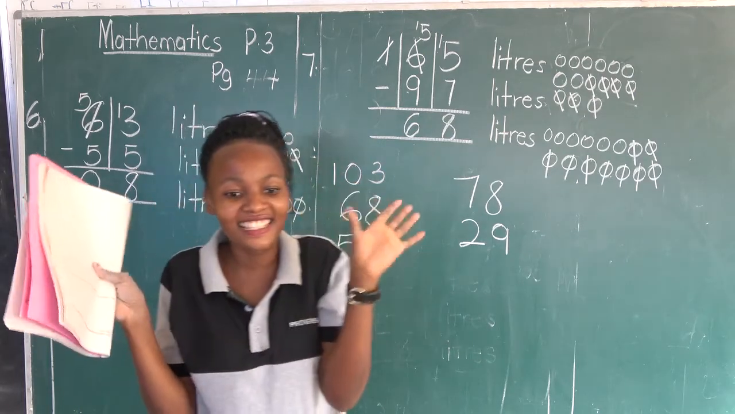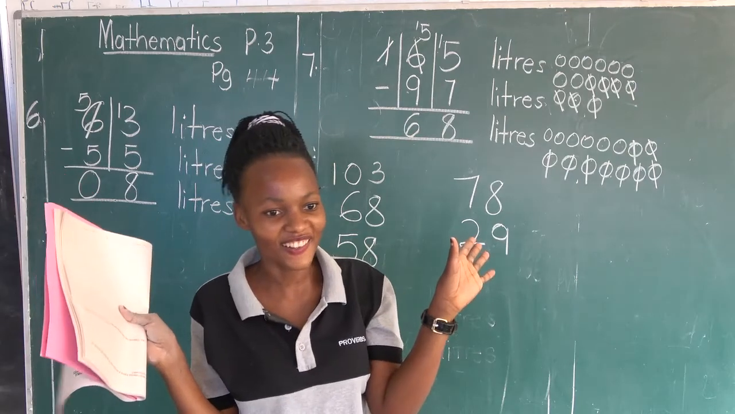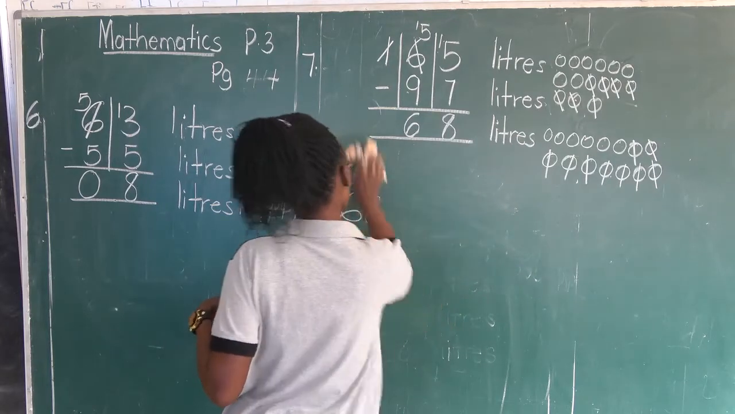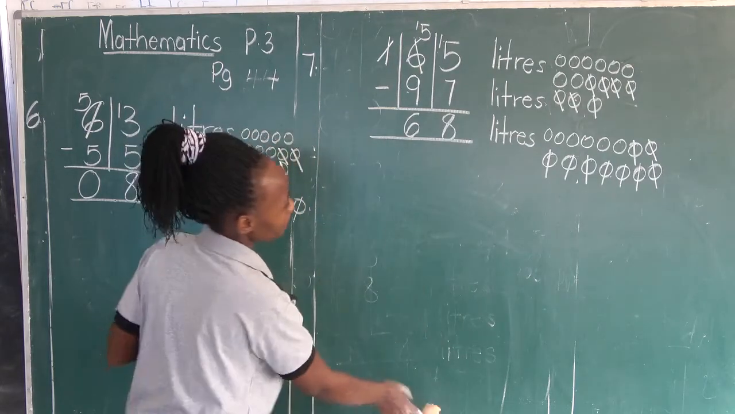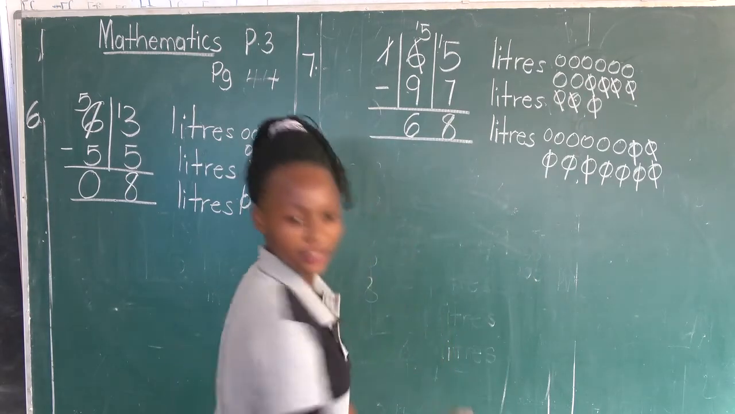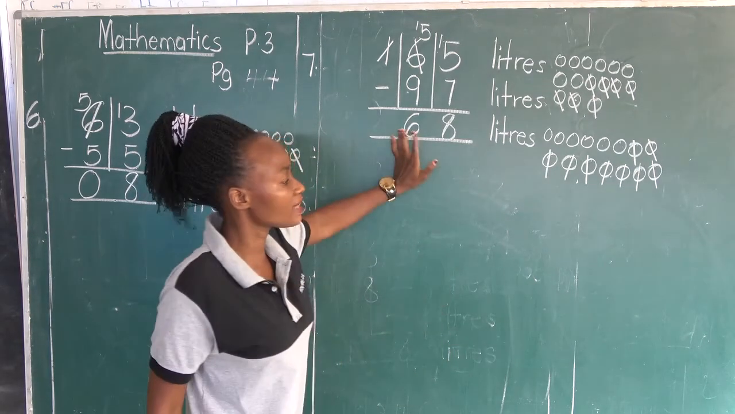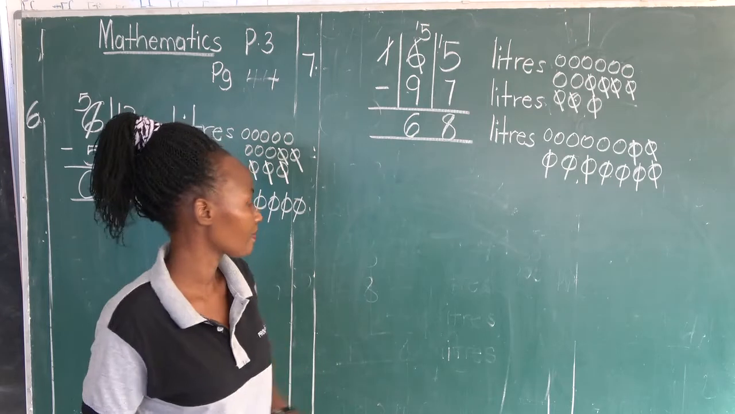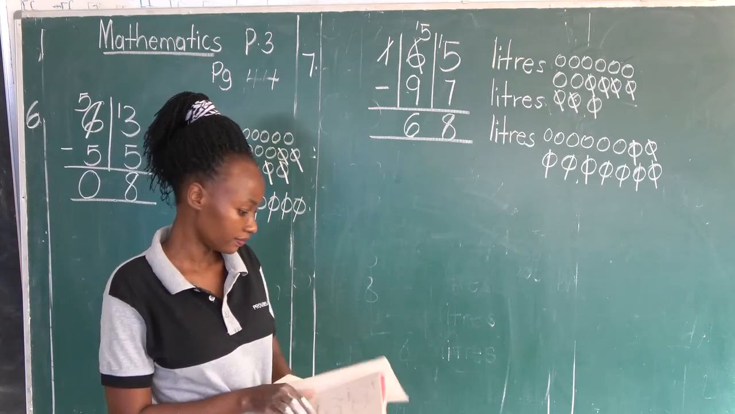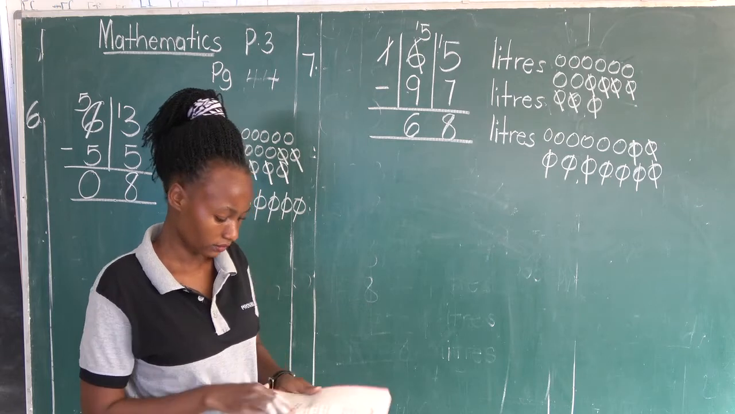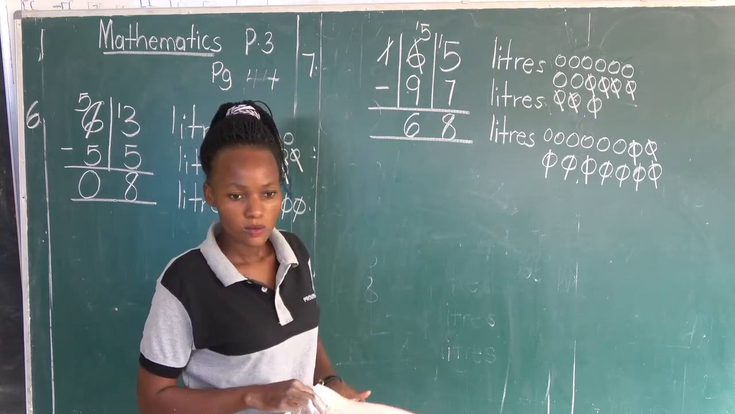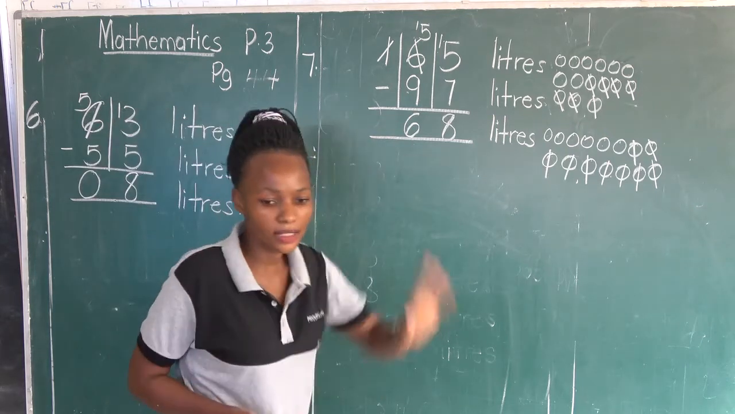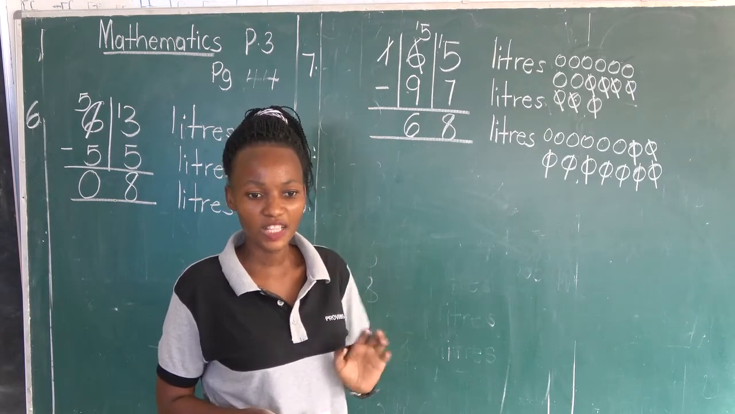How many of you got 68? Wow! Alright, if you didn't get 68, make your corrections faster before you go to another work. Make your corrections faster if you didn't get this answer. 68. Okay, if you are done with the corrections, do this. I don't want to leave you behind.